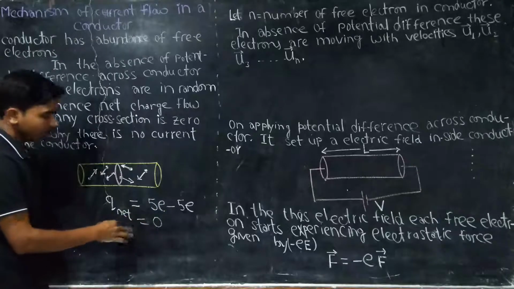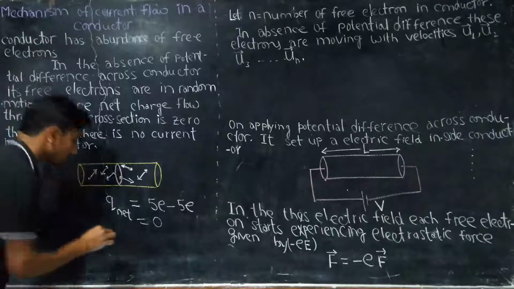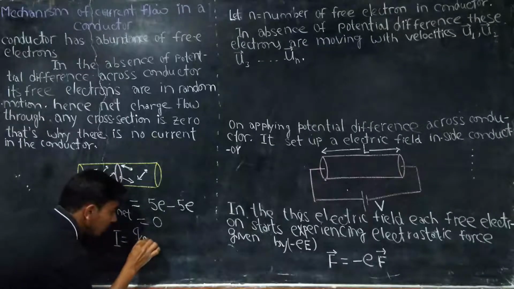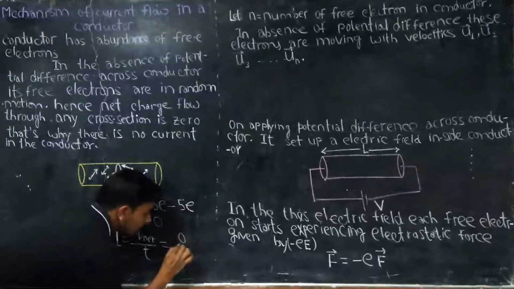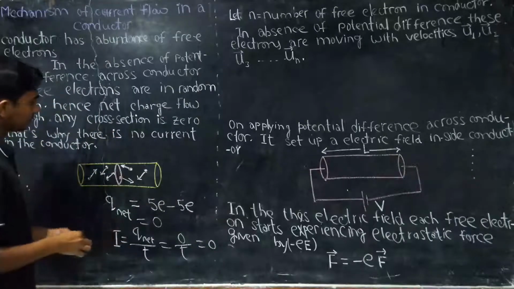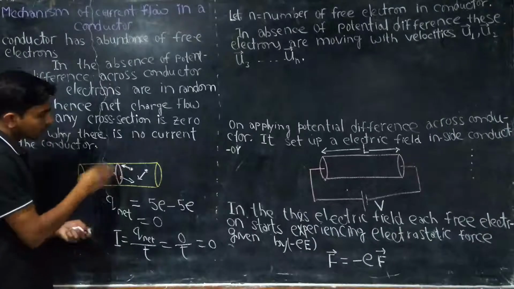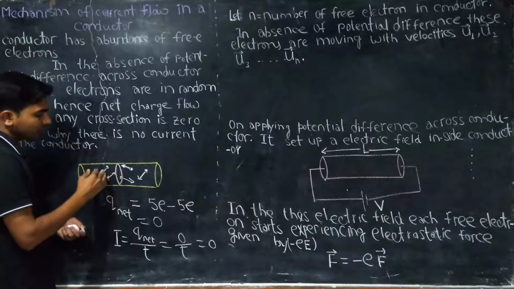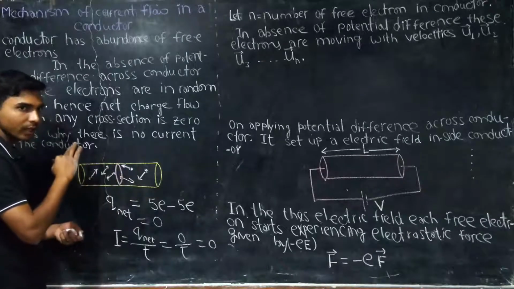So the net charge crossing here is 0, so the current will be 0, because you know current is equal to Q by t, and Q is 0, so the current will be 0. That means if no battery is connected across this, the number of electrons going to that side is equal to the number of electrons coming to this side.